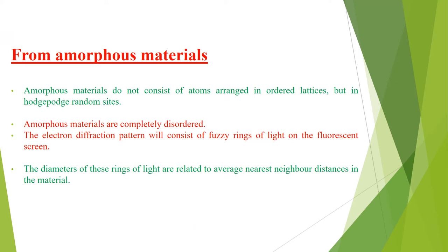Dear students, we were discussing our last technique, scanning electron microscopy. When this technique is used for amorphous material, we know that amorphous materials do not consist of atoms arranged in ordered lattices, but in random sites. Amorphous materials are completely disordered. The electron diffraction pattern will consist of fuzzy rings of light on the fluorescent screen. The diameter of these rings of light is related to the average nearest neighbor distance in the material.